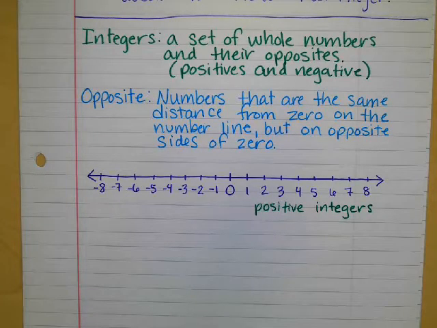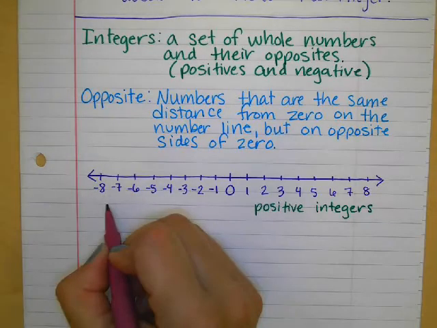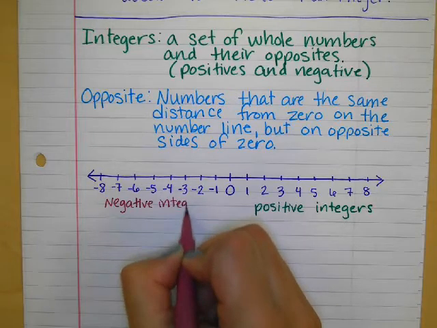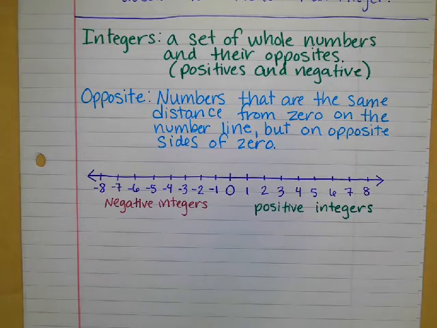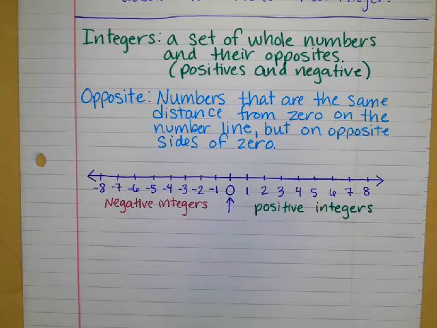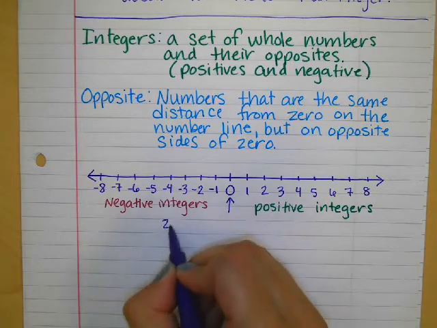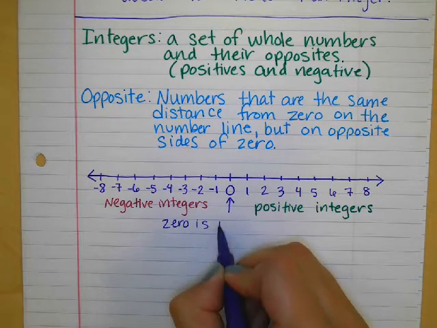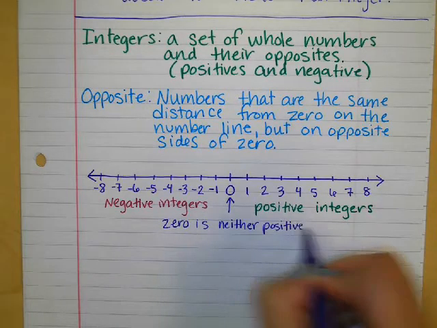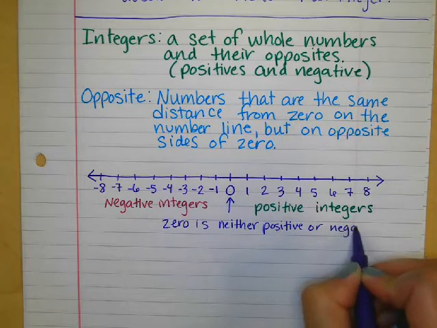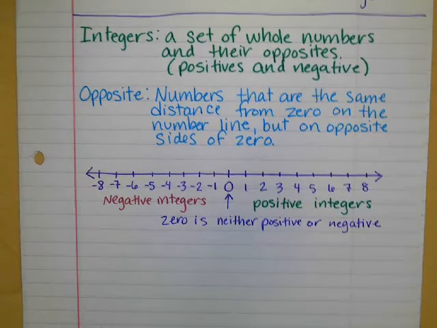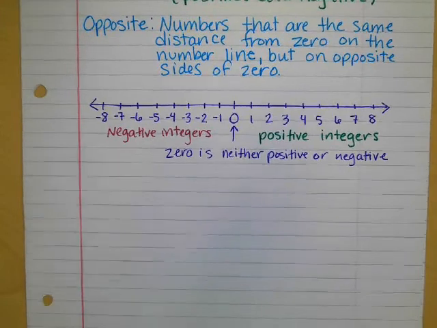Okay. So on this side, we have all of our positive integers. And then on the other side, we have our negative integers. And then that 0 in the center right here, I'm going to put an arrow, is neither positive nor negative.